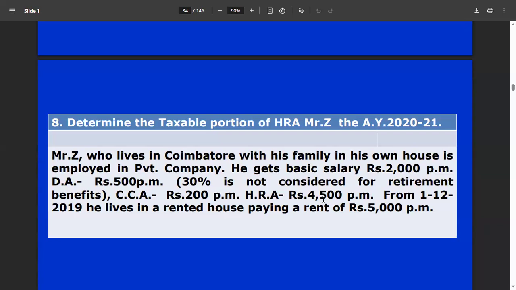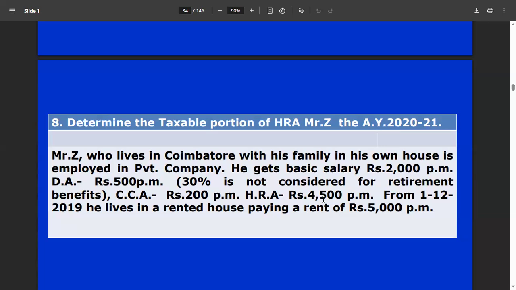Mr. Z is living in Coimbatore. So as per income tax, it's not a metro city. In his own house, he is a private company employee. He gets basic salary of 2000 per month, dearness allowance 500 per month. 30% is not considered for retirement. He gets 68,200 per month. He received HRA of 4500 per month. From 1st December, he lives in a rented house paying rent of 5000.